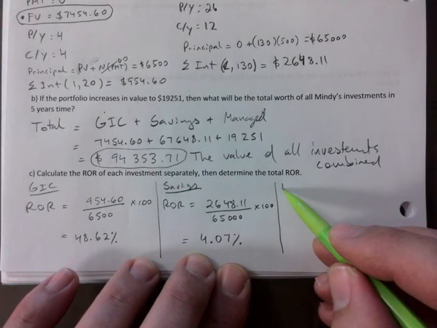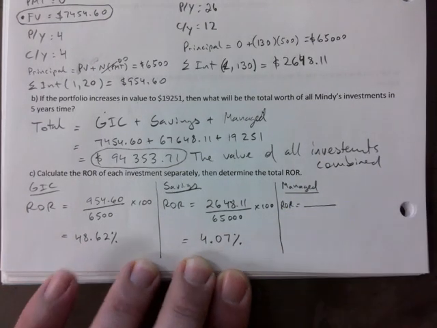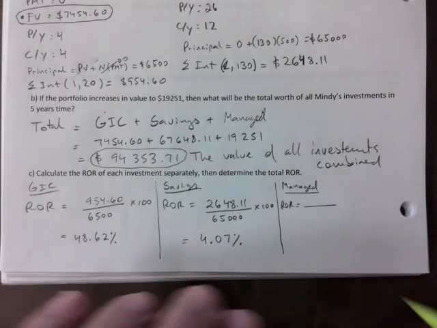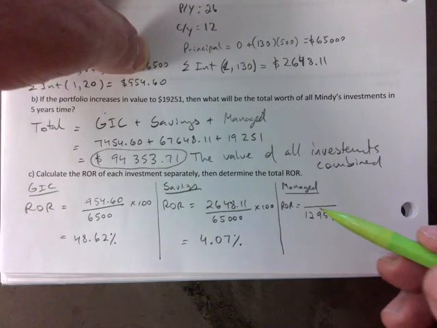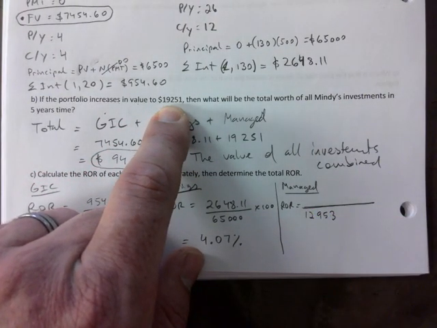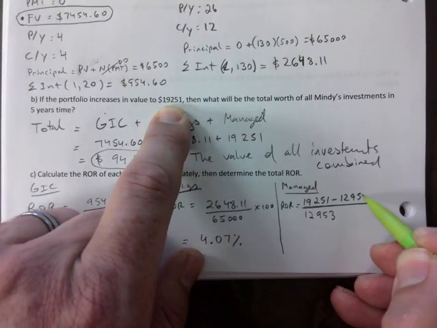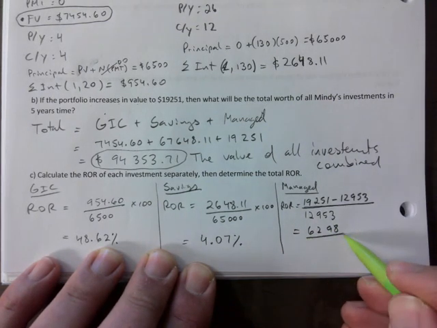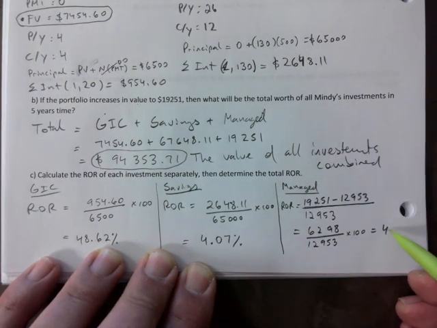And what about the portfolio? How would you do rate of return for the managed portfolio? This one you need to pay attention to because it's different. You start off with the amount that it's telling you, 12,953, and then at the top, this is going to get messy. What is the value of the investment later on? So you kind of want to see how much did it grow by, how much did you earn. So I'm going to go 19,251 minus 12,953. That is 62.98. Did pretty good in my opinion. 12,953 times 100. That is 48.62%.